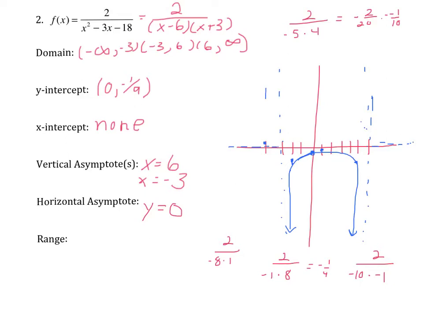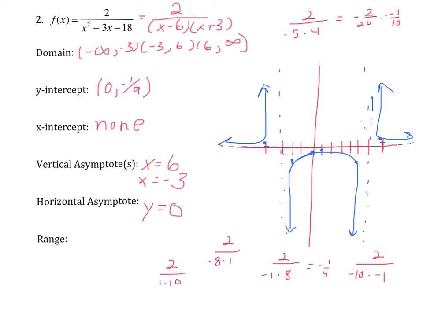So it looks like my graph over here will be a parabola going this way. And then I'm going to plug in a 7, so I know what my graph's doing on that side. If I plug in a 7, I get 2 over 1 times 10, so I get 2/10 again. So it's symmetrical on that side. And here is our lovely graph.